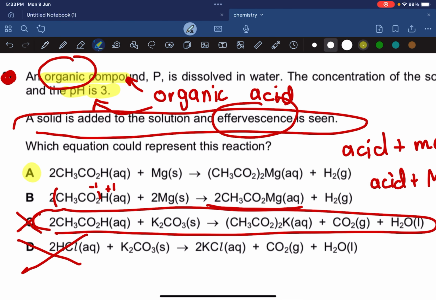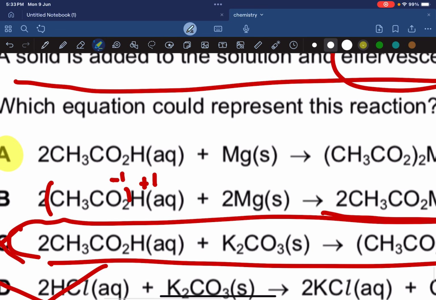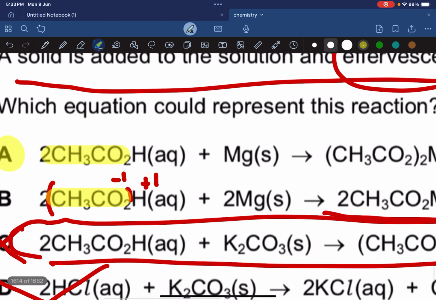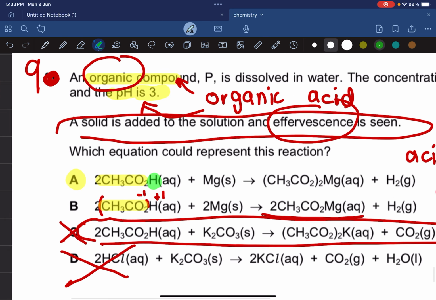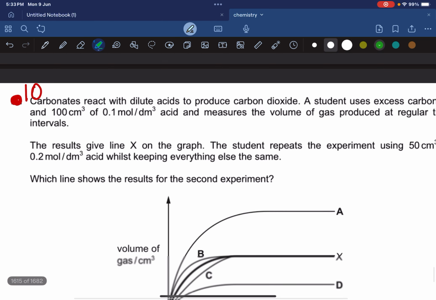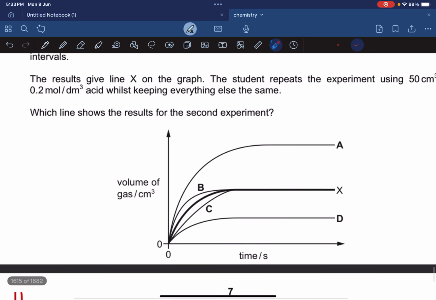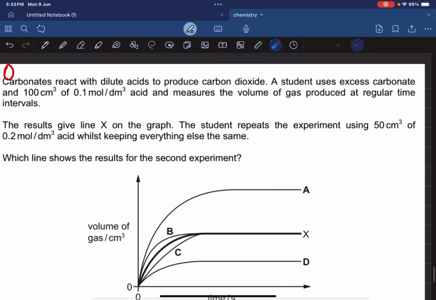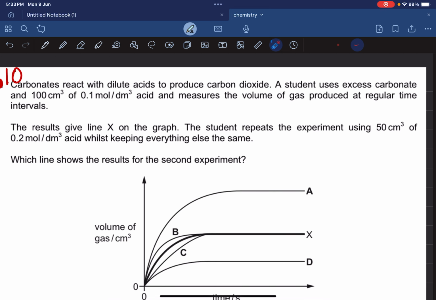I know these are confusing, but just try to understand some basic concepts over here, that this entire thing is a -1, this entire thing is a -1, and hydrogen is a +1. Okay, so that you had to understand. Okay, moving on to question 10, which is a very beautiful question. Okay, if you're able to get this right, then you are really working on your chemistry.